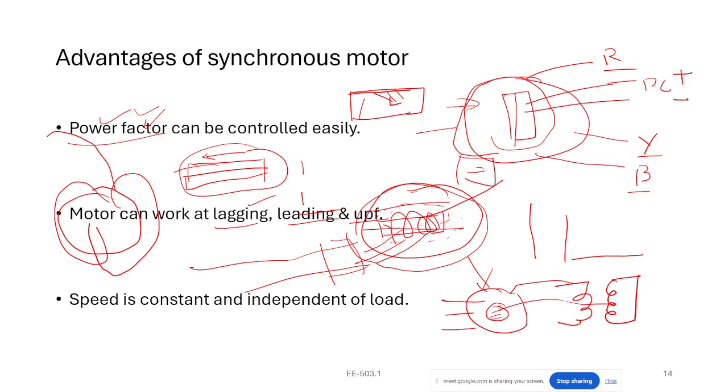That's why induction motors are called short circuited transformers, or secondary rotating transformers. We give the AC supply to the stator, and through mutual induction the rotor will rotate. Here the speed is constant and independent of the load. Another main advantage is the speed: we can control the speed through the excitation. Whatever the speed is, however much load we apply, the speed also we can control.